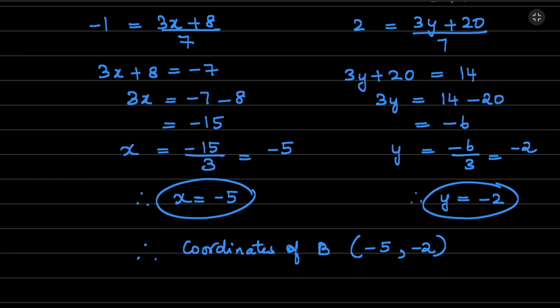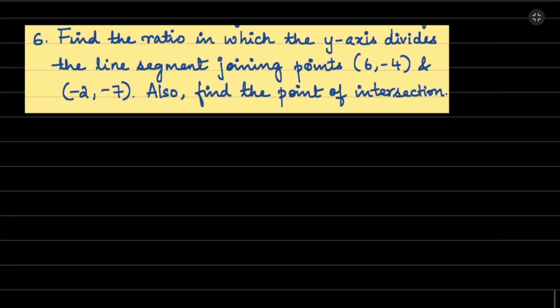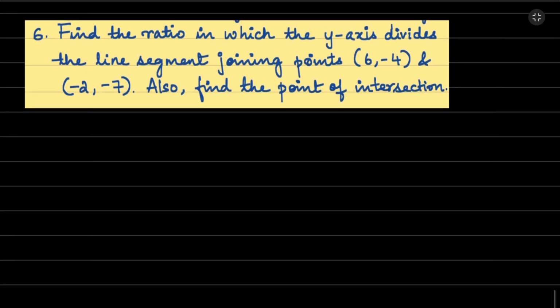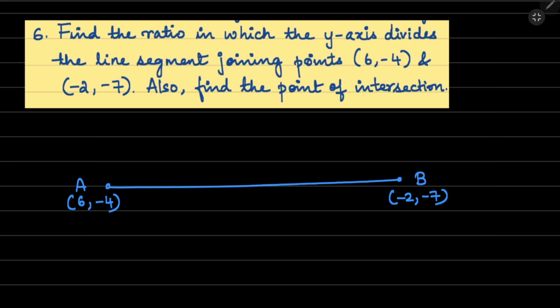Let's do another question. Find the ratio in which the y-axis divides the line segment joining the points. You are given 2 points and you have to also find the point of intersection. So let us draw the line segment. Say this is your point A, which is 6 comma minus 4, and the other endpoint of the line segment is minus 2 comma minus 7. Let this be the point B.